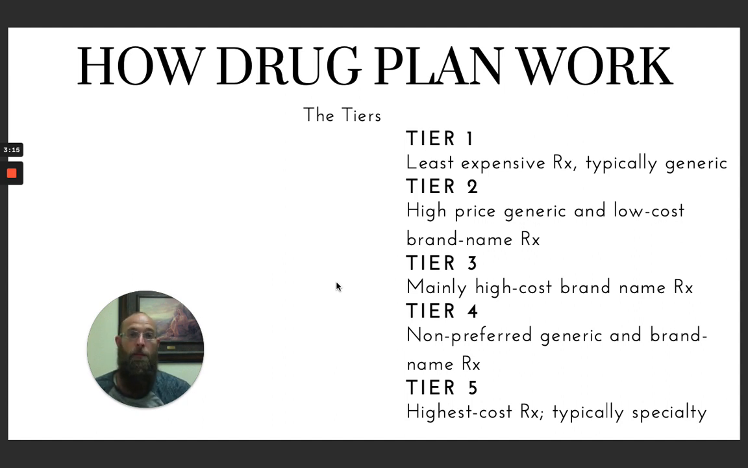Then, of course, there are medications that are not on a formulary, meaning they're not covered by your prescription drug plan or your Medicare Advantage prescription drug plan. So as we start talking about your options and breaking down your medications, we will look at that to make sure everything is on the formulary. Just because one provider covers it doesn't mean that all providers will cover it.